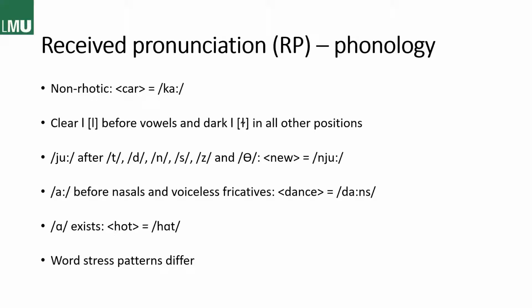And another example other than pot would be hot. And last but not least, you have differences in the word stress patterns. So in RP, secondary stress is largely unimportant. You would call a lab in its long form laboratory. So it's just the first syllable that is stressed and everything else just falls down.